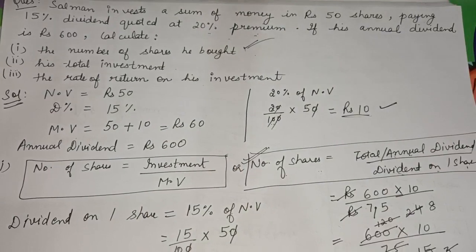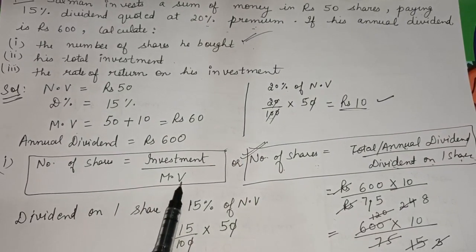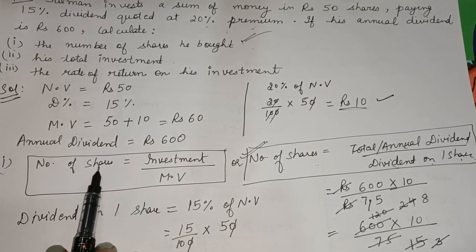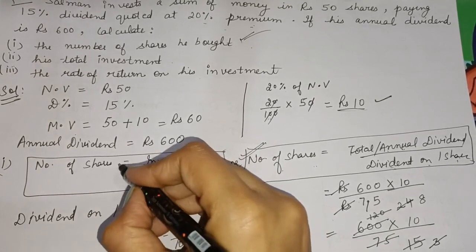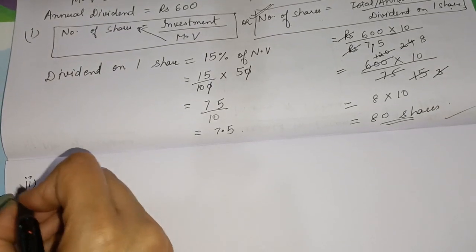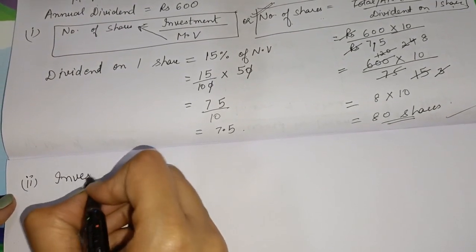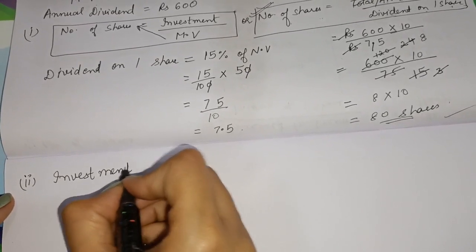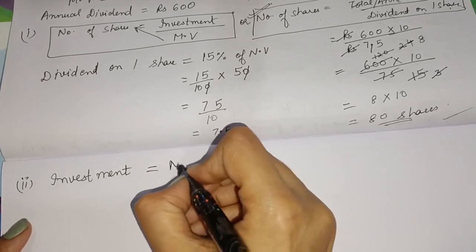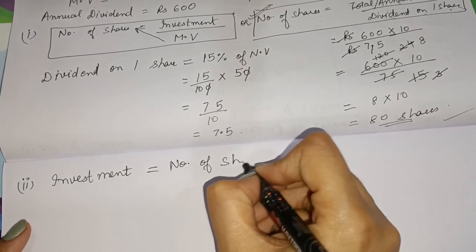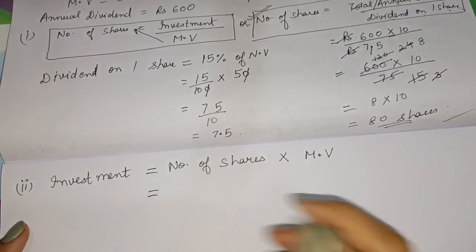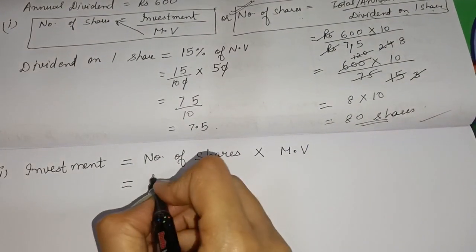Now total investment, this formula we will use, because we know MV also, we know number of shares also, because just now we have found. So this MV we will shift to other side, or for investment just directly also you can remember. Anyhow we are getting from this formula itself, but directly also you can remember investment is equal to number of shares into MV.